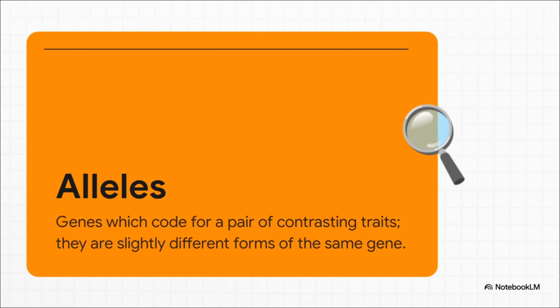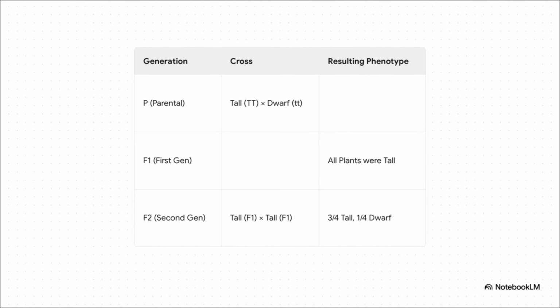Let's get our terms straight. What Mendel called factors, we now call genes. And he figured out that for any given trait, you get two of them, one from each parent. The different versions of that gene, like the tall version or the dwarf version, are what we call alleles. So check out his experiment. It was so simple, but what he found was incredible.